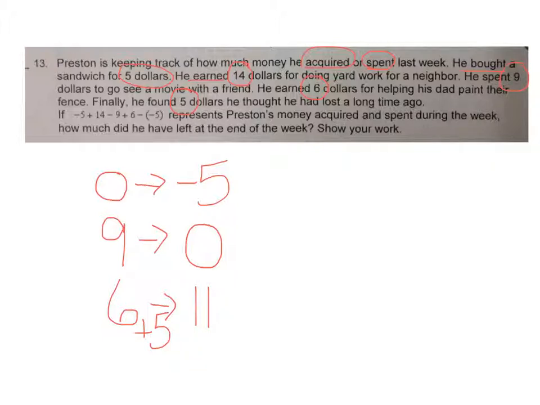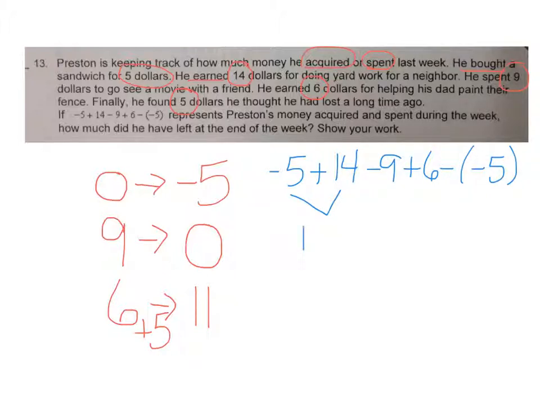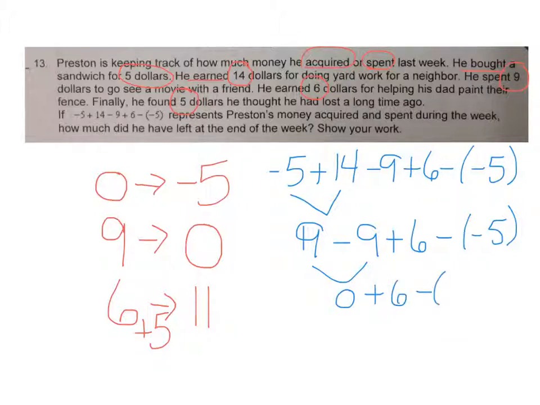If I want to look at the equation, negative 5 plus 14 minus 9 plus 6 minus negative 5. Let's say I solve the equation instead of working through the word problem. Negative 5 plus 14 is 9, and then I rewrite the rest of my equation. 9 minus 9 is 0. Rewrite the rest of my equation. 0 plus 6 is 6. Rewrite the rest of my equation. And 6 minus negative 5, I would have to add the opposite, and that would be 11.